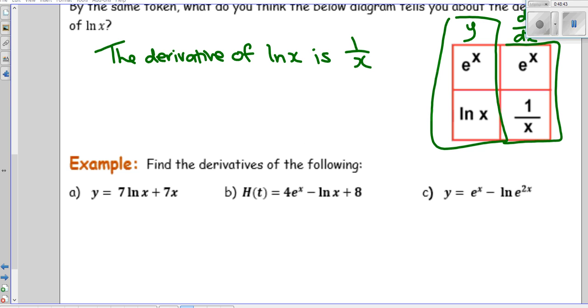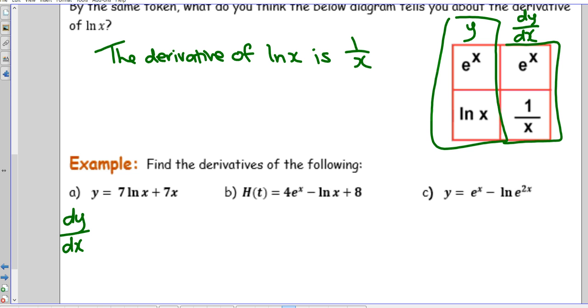Okay. Find the derivative of the following. Notice I've given you some things that have natural logs, or e to the x. dy/dx, because it was y equals. So interesting, if ln x is 1 over x, does anyone want to have a guess what 7 ln x would be?